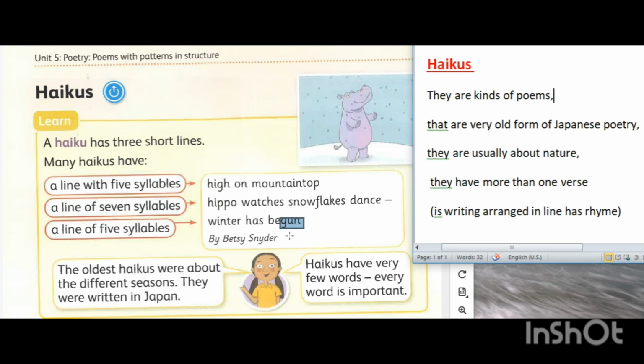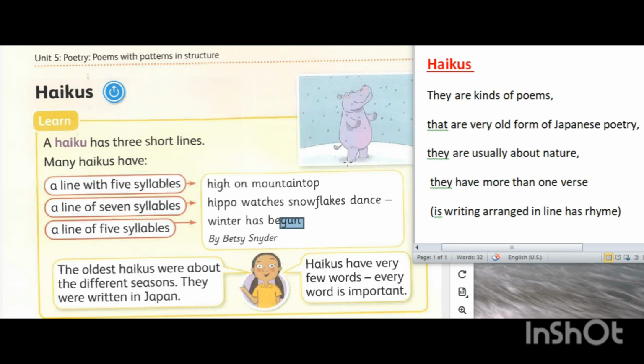This is the first one. We want now to discuss this together. High. What's the meaning of high? Very high. Very long distance, but up. On mountain. Do you know mountain? What's the meaning of mountain? A high part of a land. Top, up. So the top of the mountain is so high.